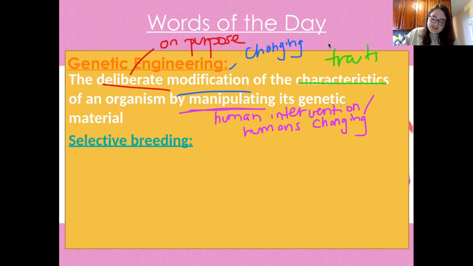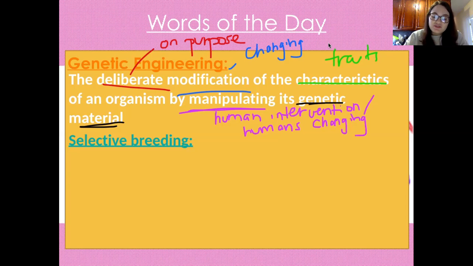All right, so that is genetic engineering. When humans change something on purpose, change the traits of an organism by manipulating its genetic material. So that phrase genetic material is important because that brings us back to today's aim. We're trying to figure out how do humans mess with the genetics of animals? And this is one of those ways. Another word of the day that we need to know is something called selective breeding. Now, I've said that word approximately 37 times since the beginning of this recording.